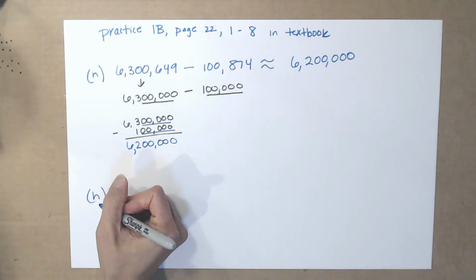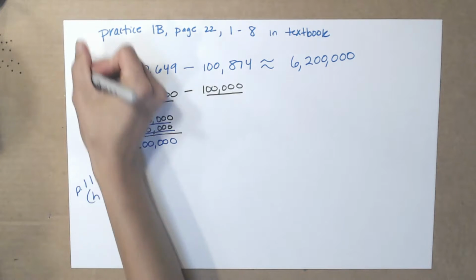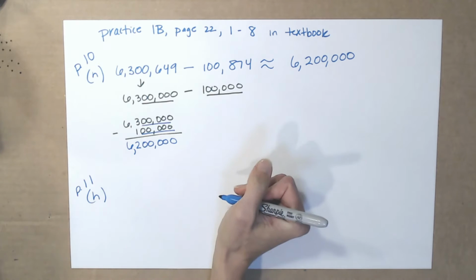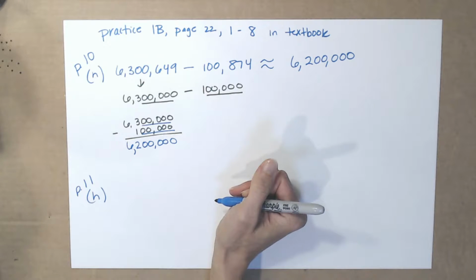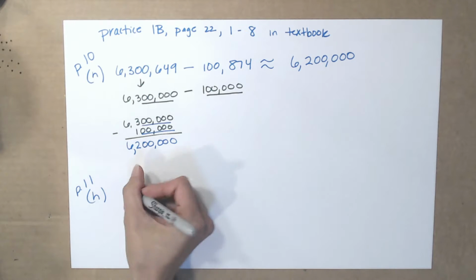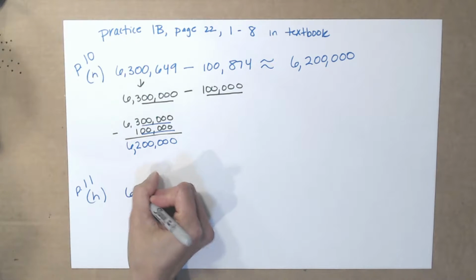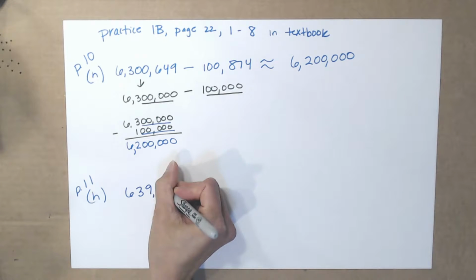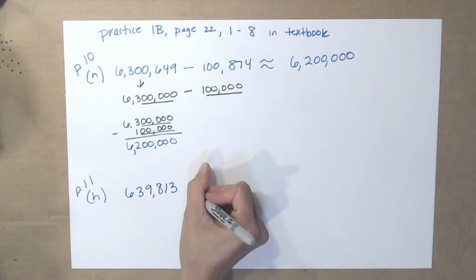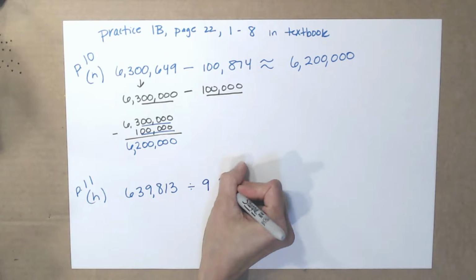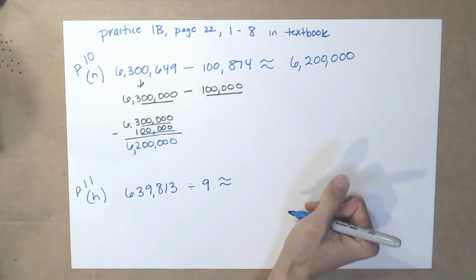And then I want to look at the bottom of page 6, letter H. Or I'm sorry, the bottom of page 11. So this is page 11, this is page 10 of the workbook. Okay, bottom of page 11, letter H. That one says 639,813 divided by 9, and we're supposed to estimate what that is.